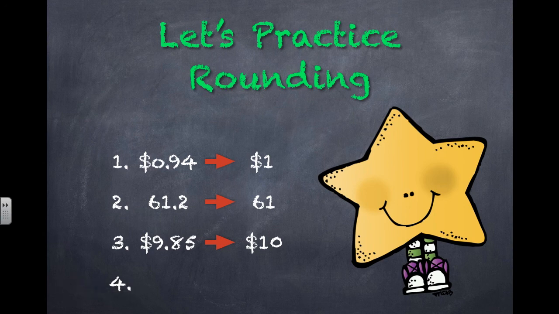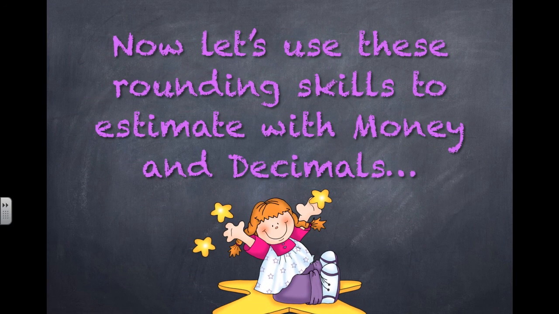And our final one, 10 and 8/10. What do you think this is closer to? Is 10 and 8/10 closer to 10, or is it closer to 11? If you said 11, you were correct. 10 and 8/10 is closer to 11. So, let's practice these rounding skills with money and decimals.